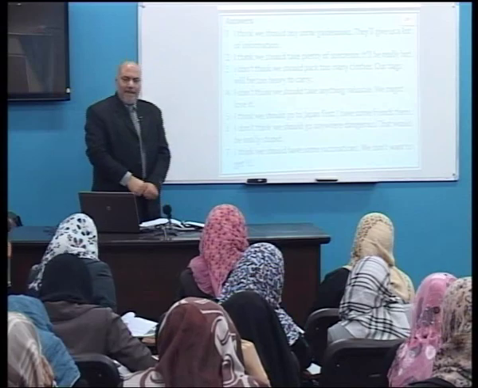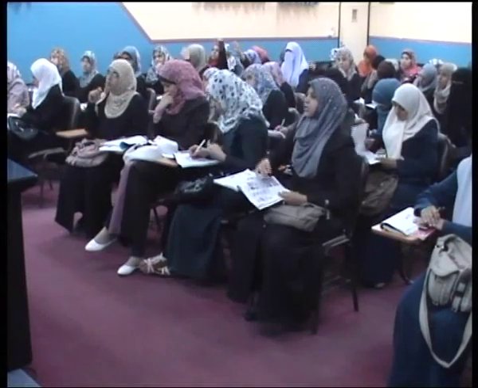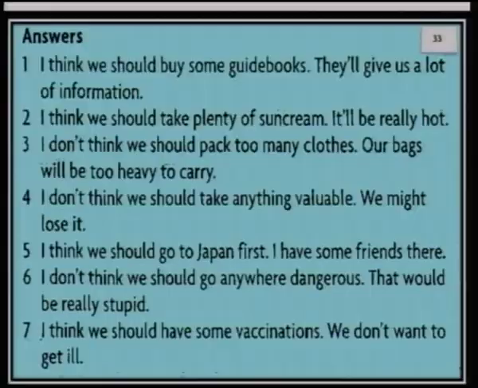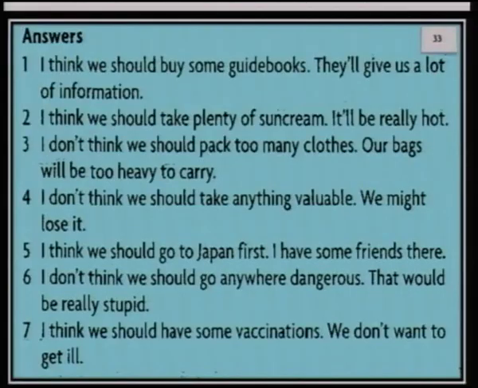And number 5. I think we should go to Japan first. I have some friends there. 6. I don't think we should go anywhere dangerous. That would be really stupid. And the last one. I think we should have some vaccination. We don't want to get ill. Very good. So this is an exercise about suggestion.